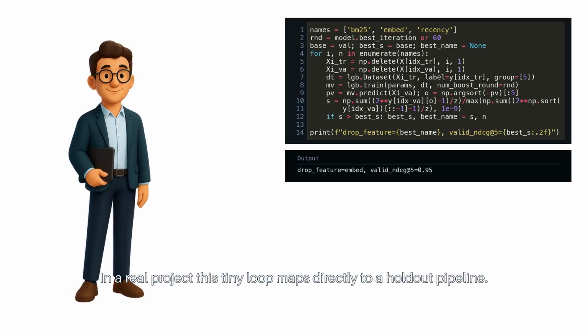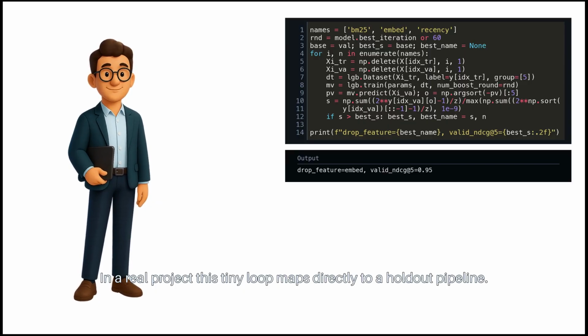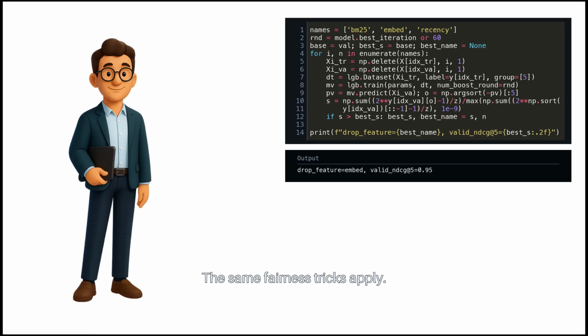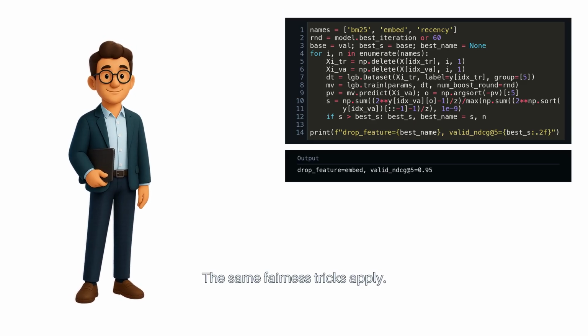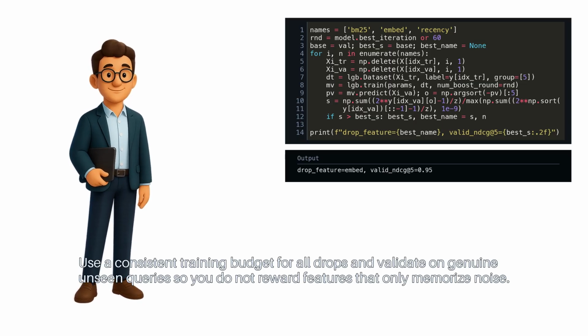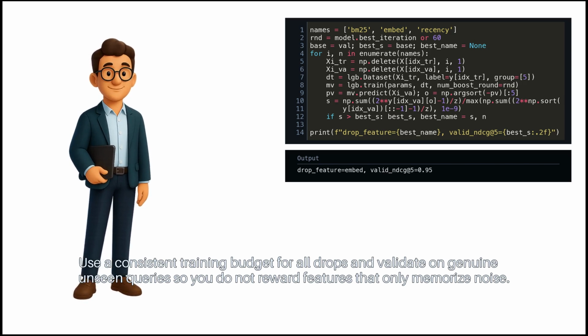In a real project, this tiny loop maps directly to a holdout pipeline. Replace the toy queries with batches of real queries, keep groups for each query, and run the same ablation logic. The same fairness tricks apply. Use a consistent training budget for all drops and validate on genuine unseen queries so you do not reward features that only memorize noise.